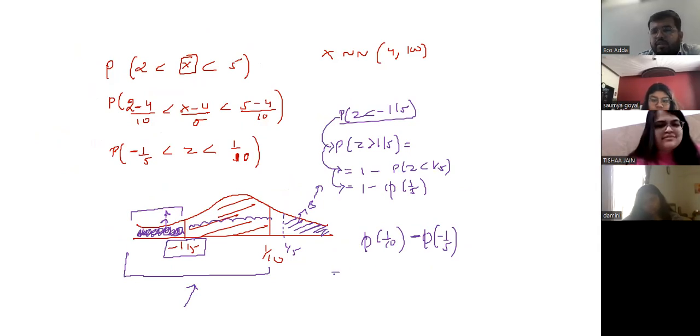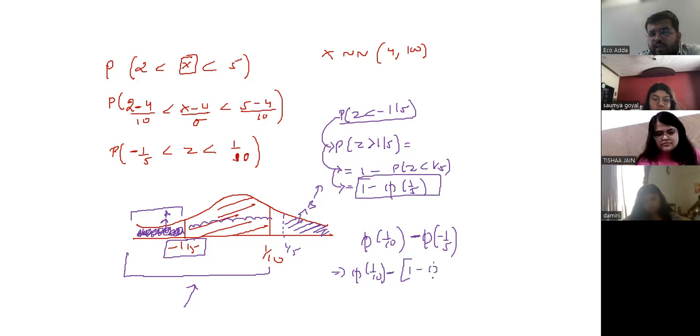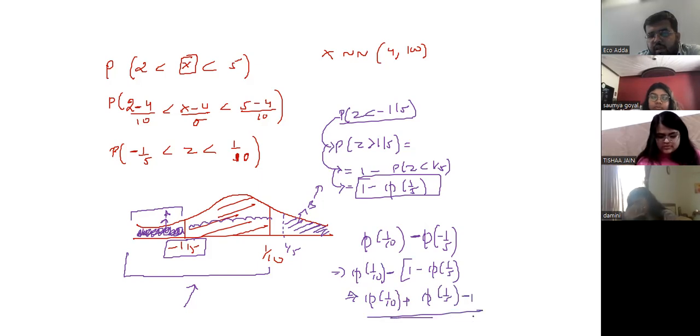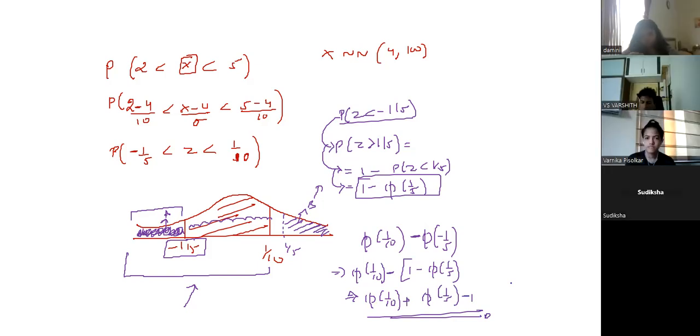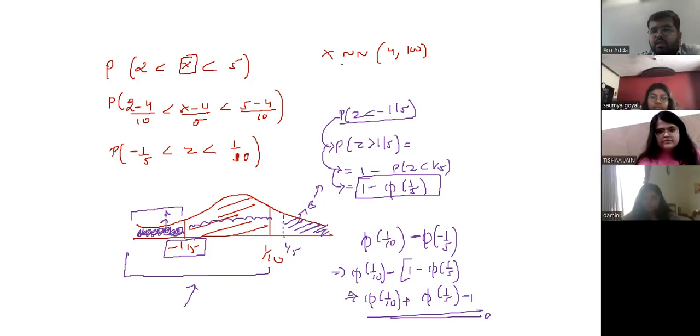Okay. Right. So can we write this is 5 1/10 minus 5 1/5, what we wrote now, this area. So 1 minus 5 1/5, which is nothing but 5 1/10 plus 5 1/5 minus 1, and that is your answer. Does that make sense? Everyone, does that make sense? Yeah. Okay.